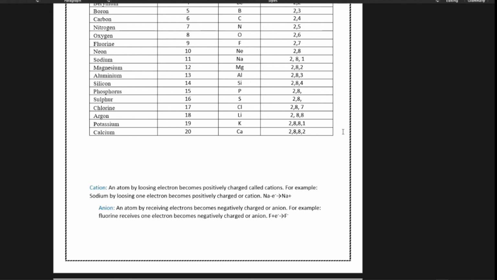Then the last orbit must have the maximum number of electrons to become stable. If the number of electrons in the last orbit is such that it can be completed either by borrowing electrons or by donating electrons, the atom will tend to do so. So to become stable, any atom can donate or receive electrons, because the last shell has to have the maximum number of electrons.